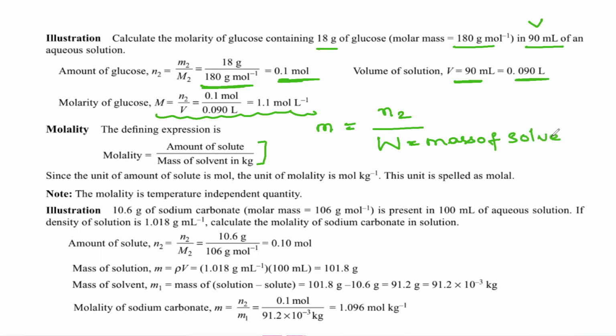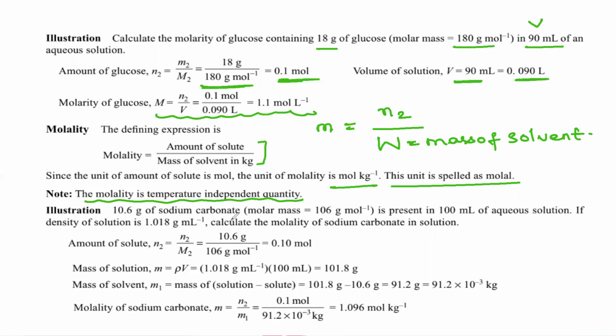So simply you can say moles per kg. This unit is also spelled as molal. Molality is a temperature independent quantity, and molarity is a temperature dependent quantity because it depends on volume. Since volume is directly proportional to temperature, molarity, capital M, is temperature dependent, whereas molality is a temperature independent quantity. So let us see one solid example.